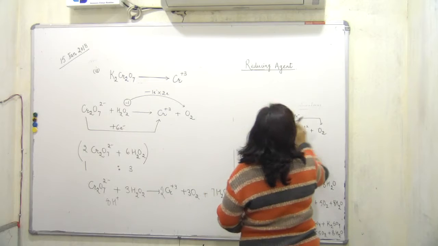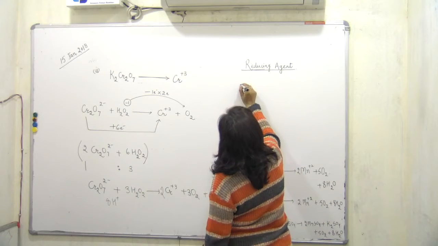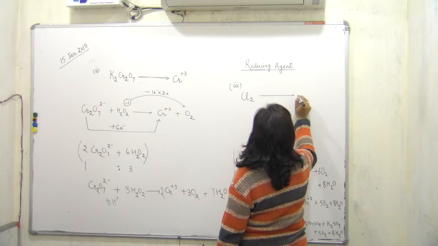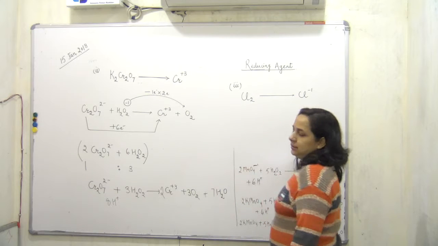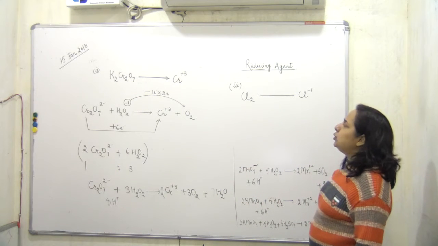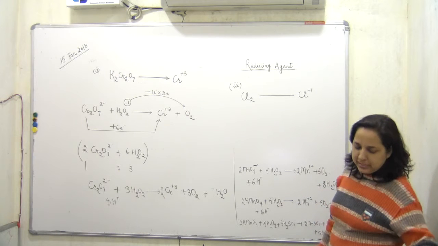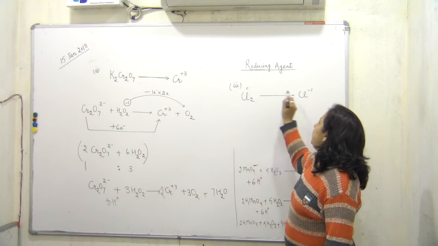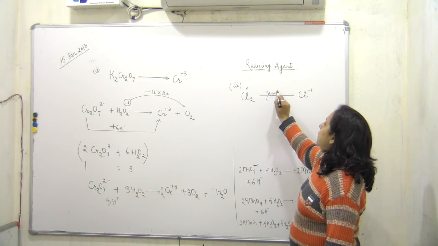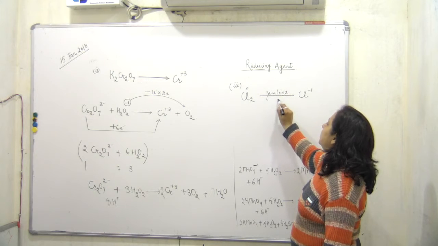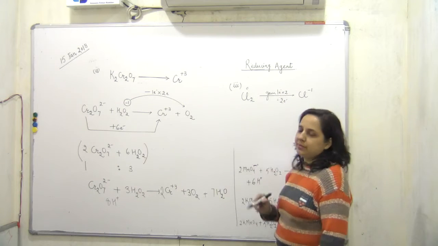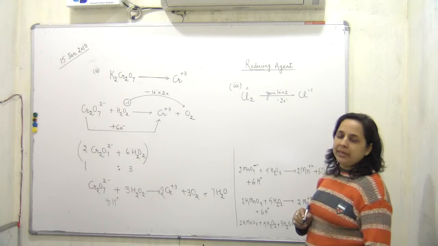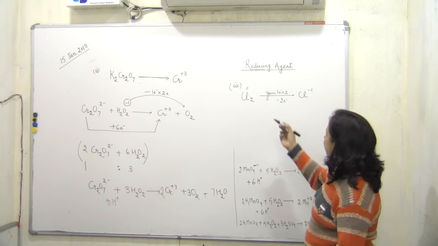Third is chlorine gas can be converted to chloride. It means it can reduce chlorine to chloride. Cl2 can be converted to Cl negative, 0 to -1. Gain of 1 electron into 2, that is 2 electrons because there are 2 chlorine atoms. So hydrogen peroxide can be used to convert chlorine gas to chloride ions. Right? Now you can balance this reaction on your own.